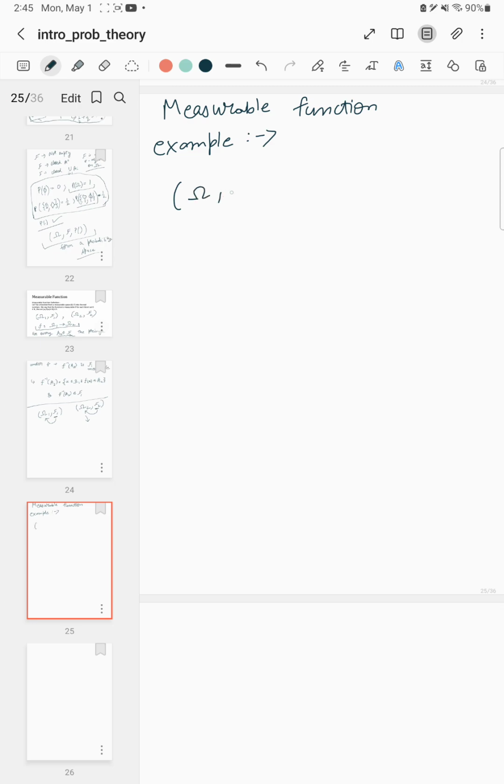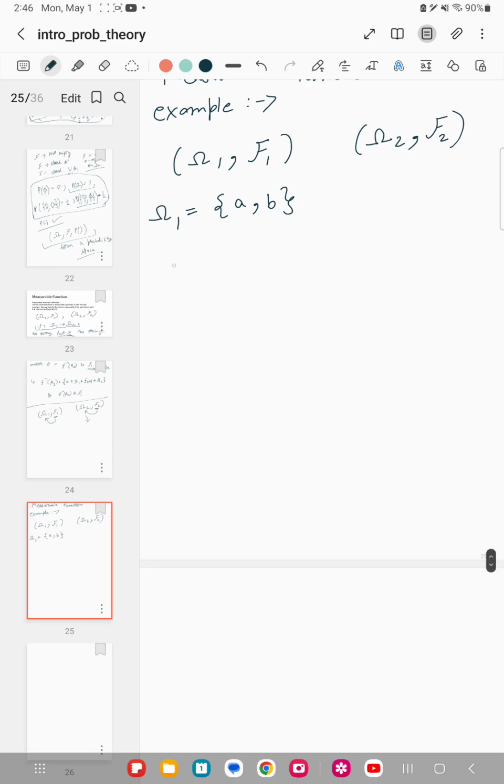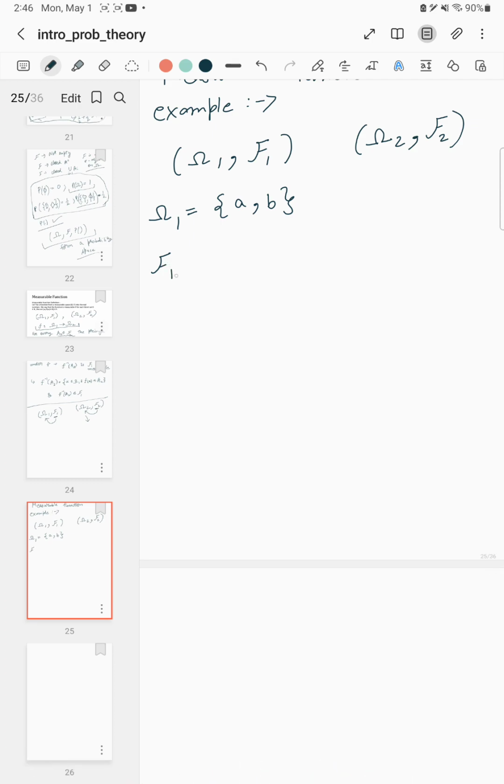So let's say we have omega 1 and a sigma algebra on omega 1 defined as f1. Similarly, we have another sample space omega 2 and a sigma algebra defined on omega 2 as f2. Let's take an arbitrary sample space omega 1 to be, let's say, a and b. Let's say it contains only these two elements. And let's take a sigma algebra f1 to be the power set of omega 1. So it should contain all the subsets possible of omega 1.